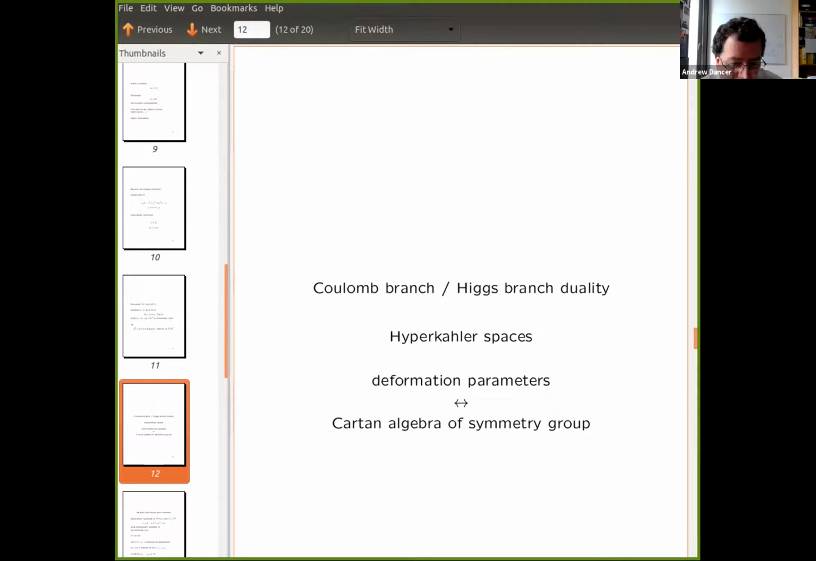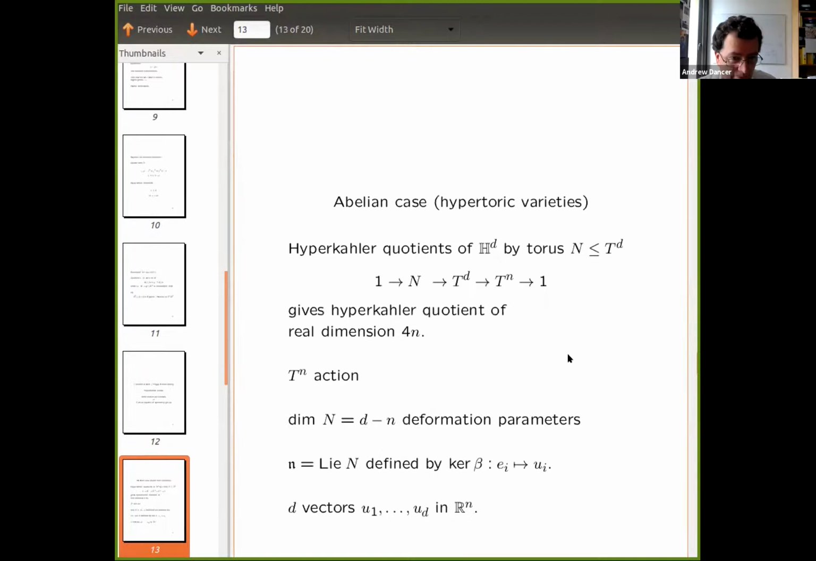And in particular, one of the ideas is that the deformation parameters on one side should correspond under the duality to the Cartan algebra, the algebra of the maximal torus, if you like, the abelian part of the symmetry group on the other side. So in more physical language, the Fayet-Iliopoulos parameters for the Higgs branch would correspond to the Cartan algebra of the symmetry group of the Coulomb branch. On the other hand, the mass parameters on the Coulomb side would correspond to the Cartan algebra of the symmetry group of the Higgs branch.